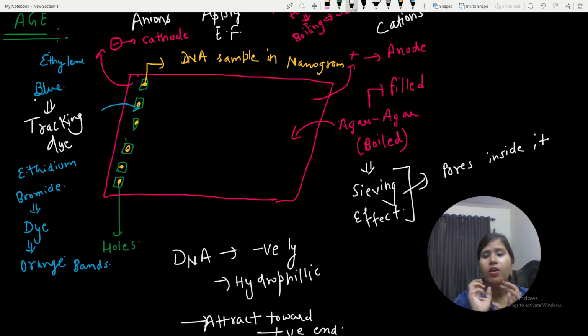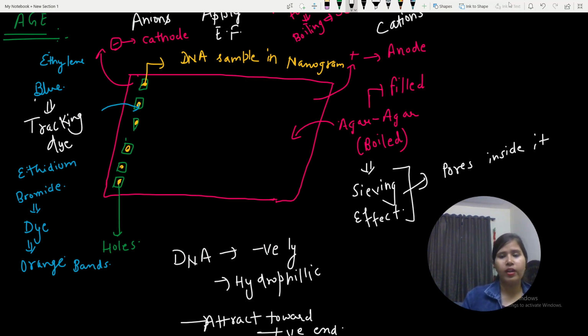They reach towards the anode. So the smaller the size of the DNA, the faster it will move over the agarose gel, and the larger the segment of the DNA, the slower it will move, right? So the large segments of the DNA will be obtained near the cathode, and the small segments of the DNA will be obtained near the anode. This concept is very clear to you: large segments of the DNA will be obtained at the negative end of the chamber. Sorry, small segments of the DNA will be obtained at the positive end of the chamber.